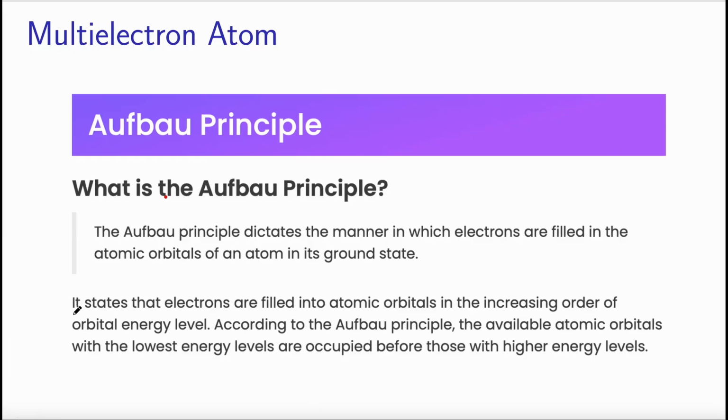It states that electrons are filled into atomic orbitals in increasing order of orbital energy level. So according to the Aufbau principle, the available atomic orbitals with the lowest energy levels are occupied before those with higher energy levels. This is applicable for the ground state. The ground state is the state of lowest energy of the atom.